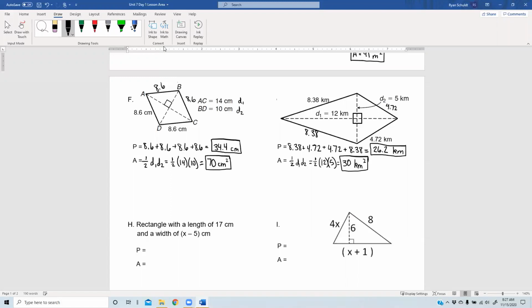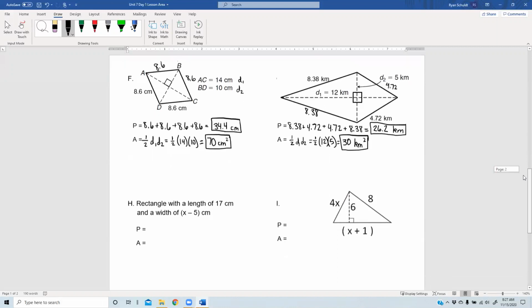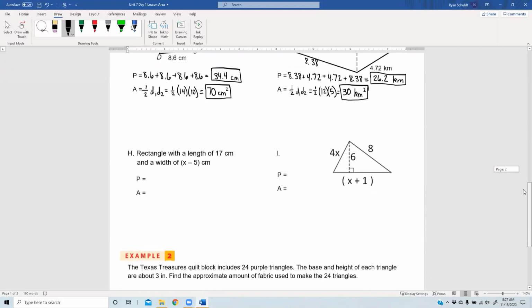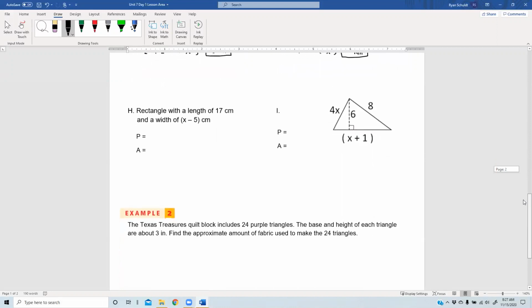Okay, next one. We have a rectangle with a length of 17 and a width of x minus 5. On these, what I want y'all to do is try to draw a rectangle and label it. That way you know what is what.